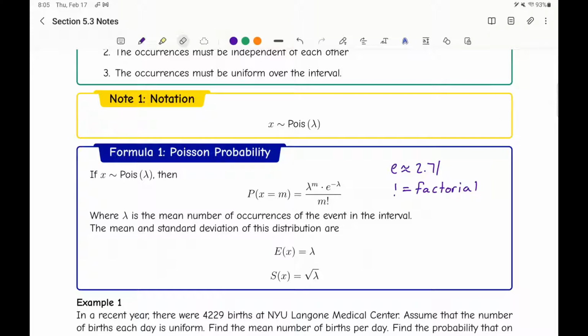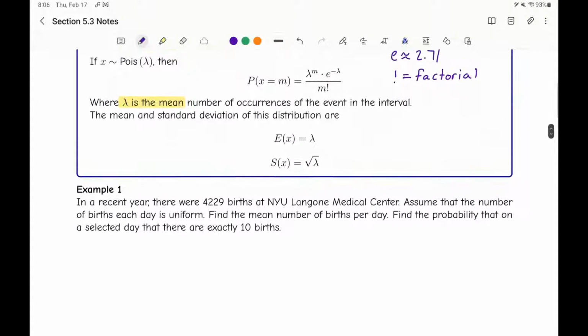Anyways, what does lambda even mean? It's the mean number of occurrences of the event in the interval. Since lambda is the mean, it makes sense that the expected value is just equal to lambda. Nothing surprising there. The surprising part, though, is that the standard deviation is just the square root of that number. Now that we have our formulas for Poisson probability, we can do some examples.